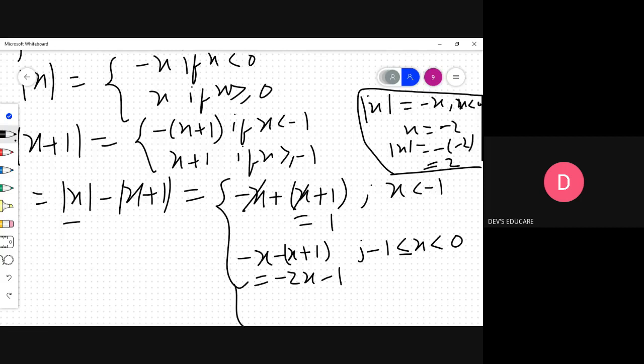If we take x less than minus 1, then mod of x plus 1 is minus of x plus 1, that is minus x minus 1. You can check it. Suppose we take x equals minus 2. Then minus x minus 1 is 2 minus 1, which is 1. That is how we define the absolute value function.